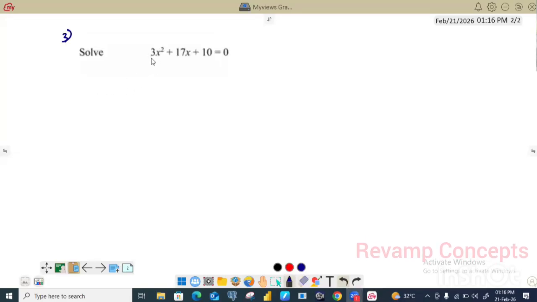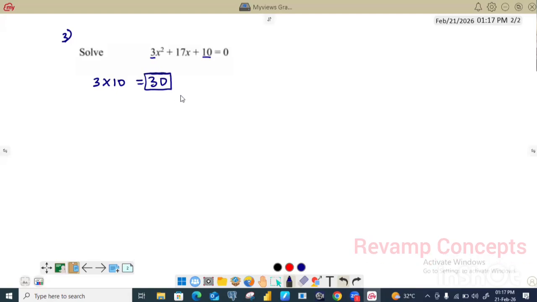So the first thing to do is to multiply the coefficient of x squared by the constant 10. So we are going to have 3 multiplied by 10, and that will give us 30. Now we look for the factors of 30 that we can add together that will give us plus 17. So what are those factors?